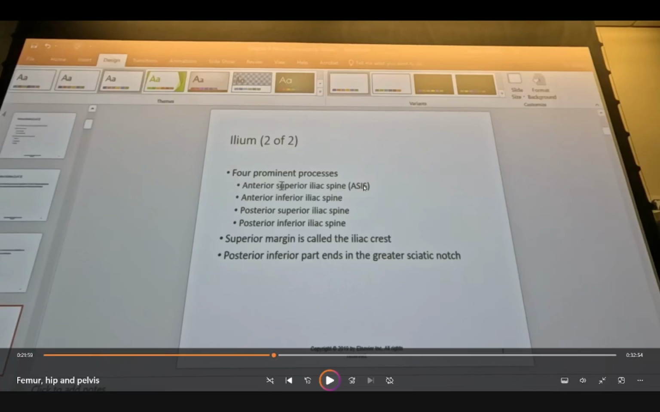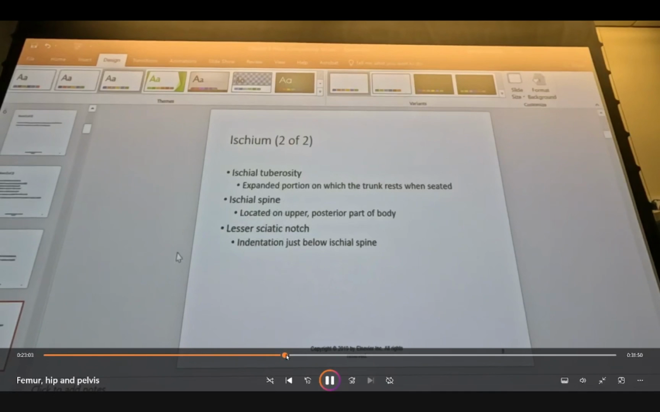The other three are worth noting. They may be registry testable. They are registry testable, so you might be familiar with them, but this is the only one that we're going to talk about regularly. So the superior margin of the os coxae, or the innominate bone, the ilium itself specifically, is the iliac crest. And then, of course, there's a greater sciatic notch on the posterior portion.